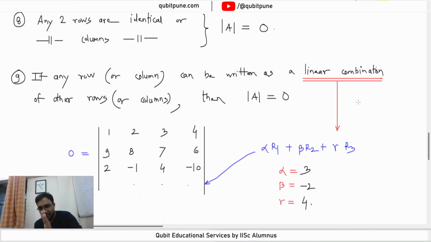Linear combination looks like alpha r1 plus beta r2 plus gamma r3 equal to 0. Now it's not that all the rows should always be involved. 1 row, 2 rows, 3 rows, that's fine. I hope you understood this.